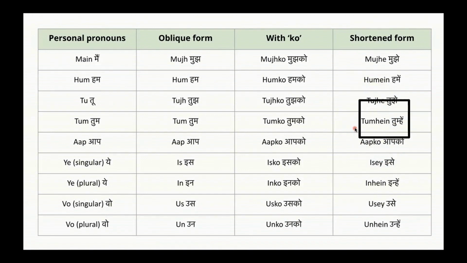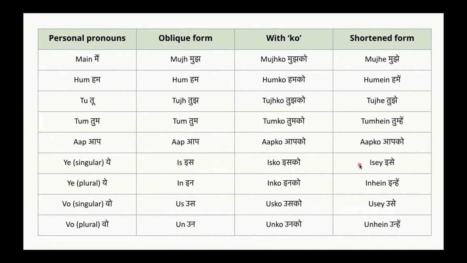Number 4, मैं हमेशा तुम्हें बोलने देती हूँ, which means I always let you speak. और नंबर 5, मैं हमेशा आपको बोलने देती हूँ, which means I always let you speak. So the meaning is the same, it's only the level of respect that differs.